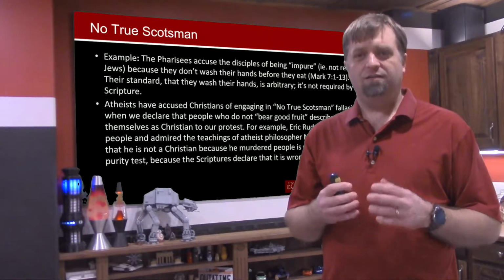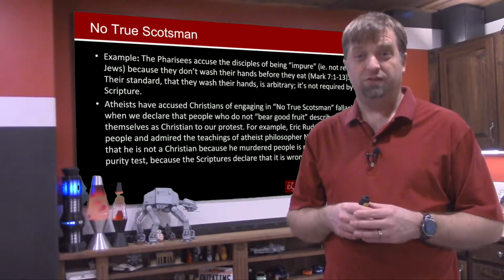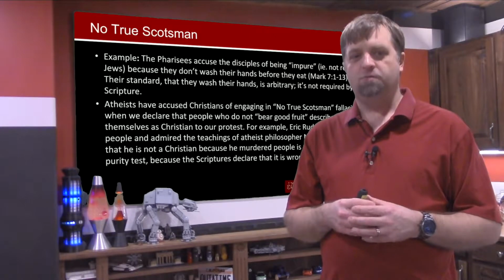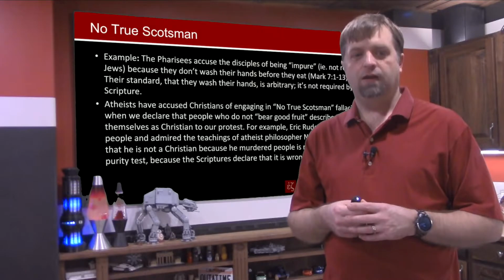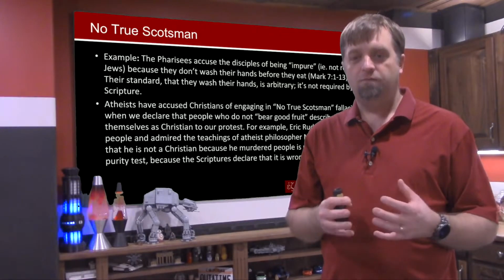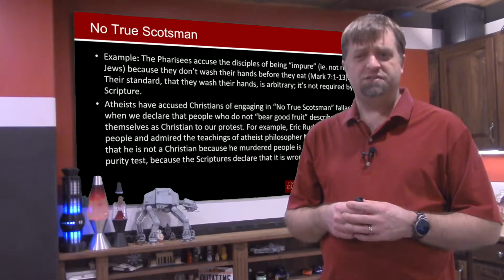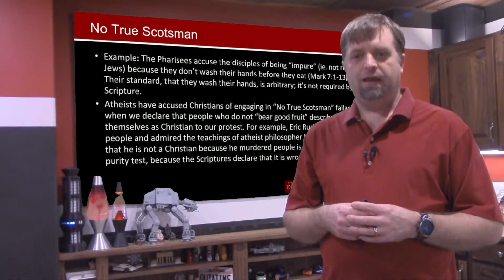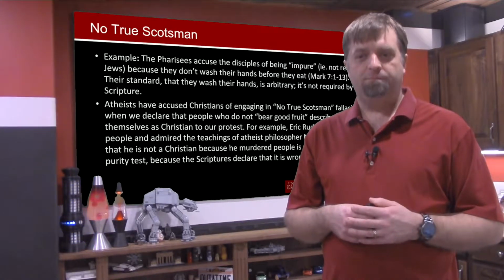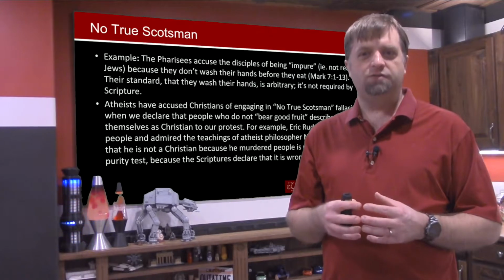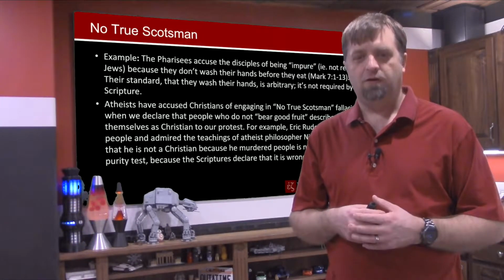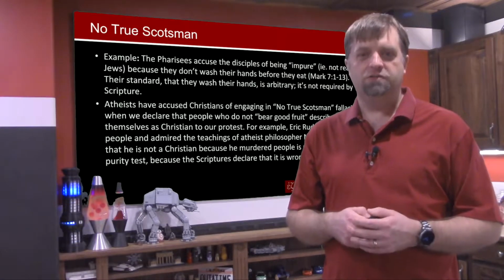Another example, I want to call it contemporary, but honestly, it's kind of dating me to use this. Atheists have accused Christians of engaging in no true Scotsman fallacies when we declare that people don't bear good fruit, and that those people who don't bear good fruit describe themselves as Christians, to our protest. The example that dates me is Eric Rudolph. If you don't know who Eric Rudolph is, back in, I believe it was 1996, the Summer Olympics was hosted in Atlanta, Georgia. Eric Rudolph was a man who put bombs in backpacks and left them in Olympic Park and exploded them, and people died. Atheists would accuse Eric Rudolph of being a Christian. I think he was pro-life, or at least made pro-life arguments, some other things that would be traditionally Christian points of view.